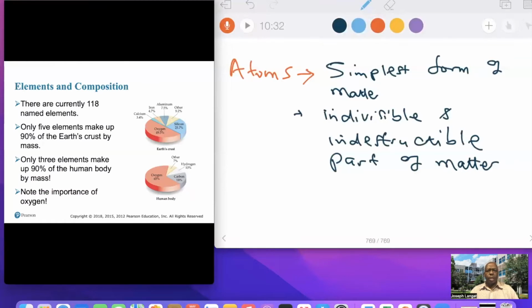This is just an illustration of the elemental composition of the human body. About 90% of the human body is made up of three elements. This is the human body, and you see there's oxygen, carbon, and hydrogen. These are just other elements.